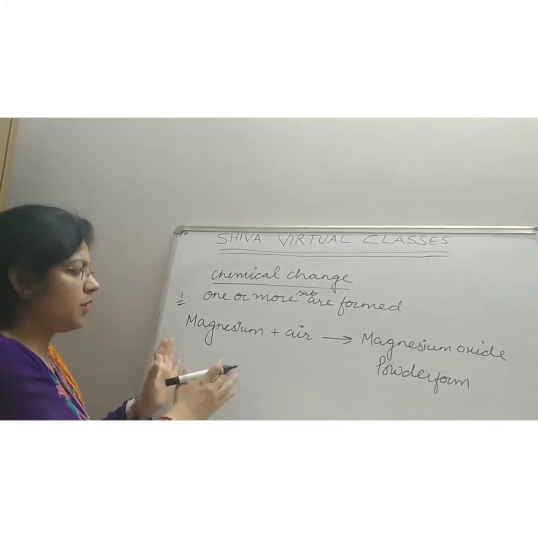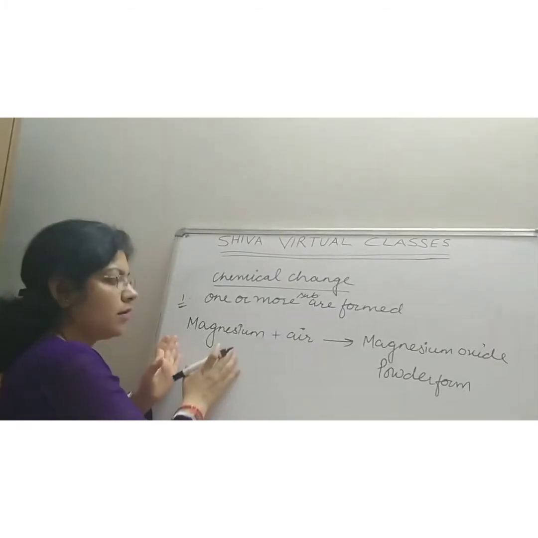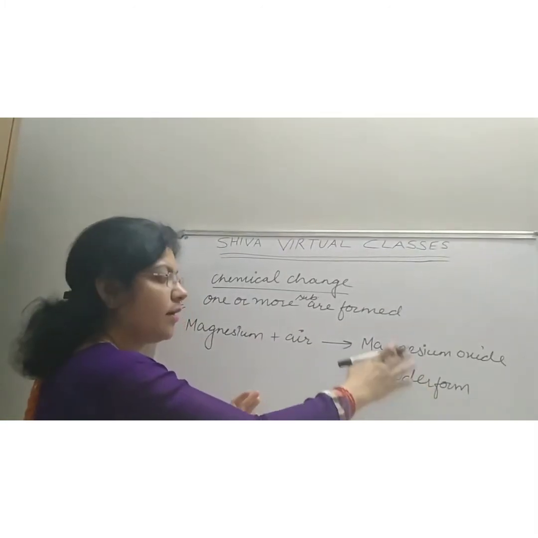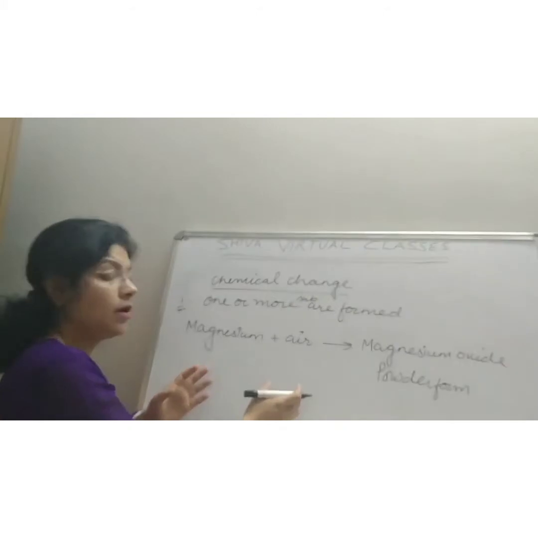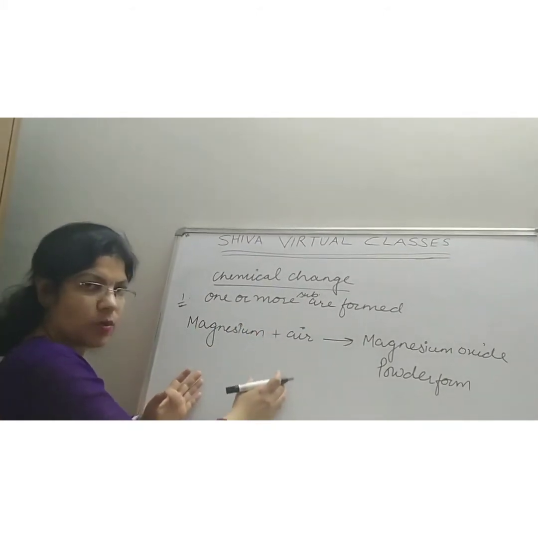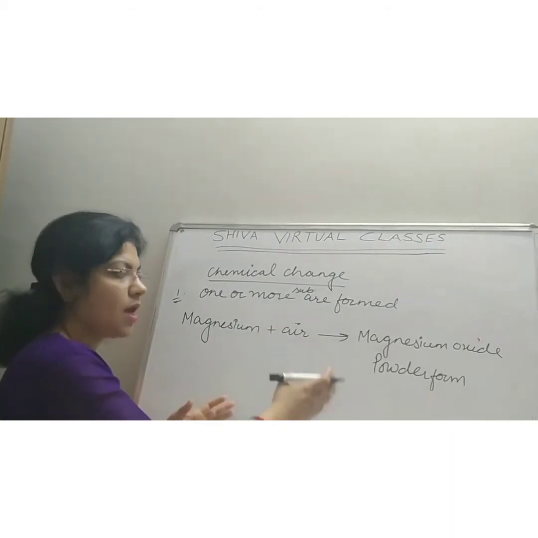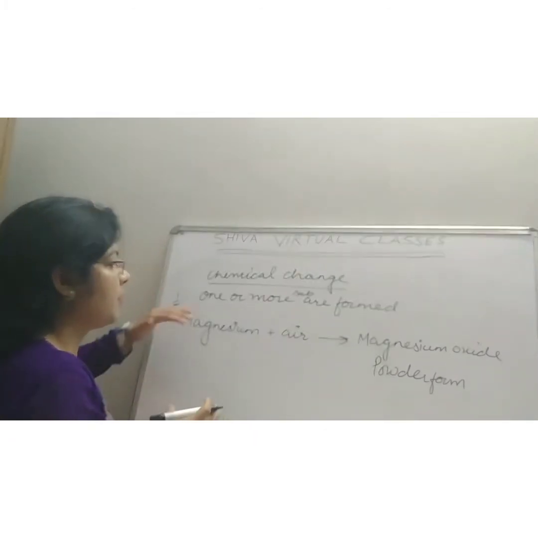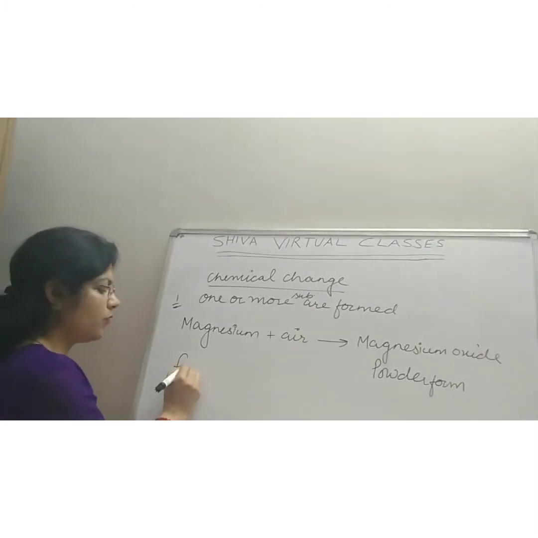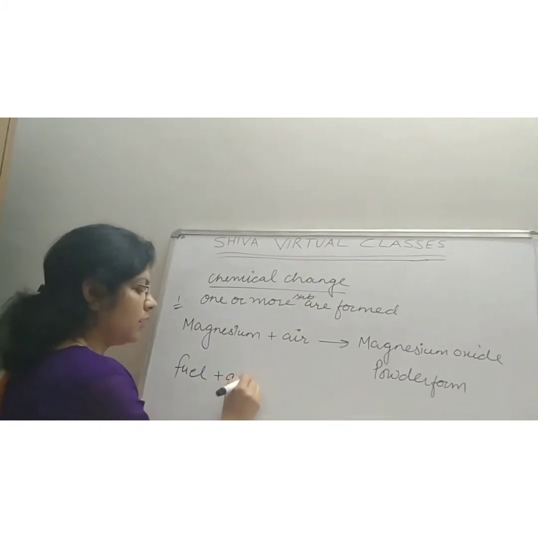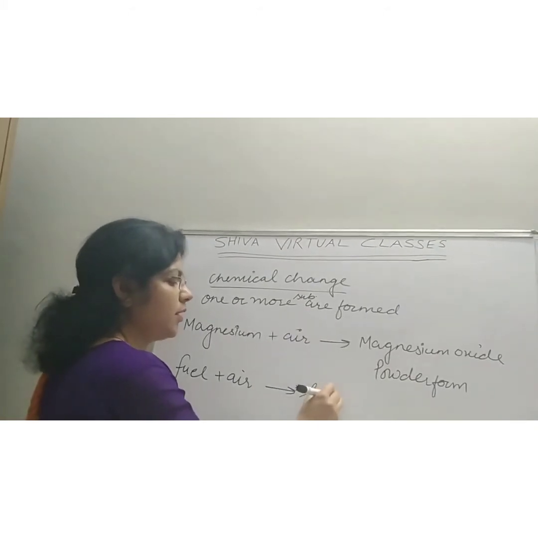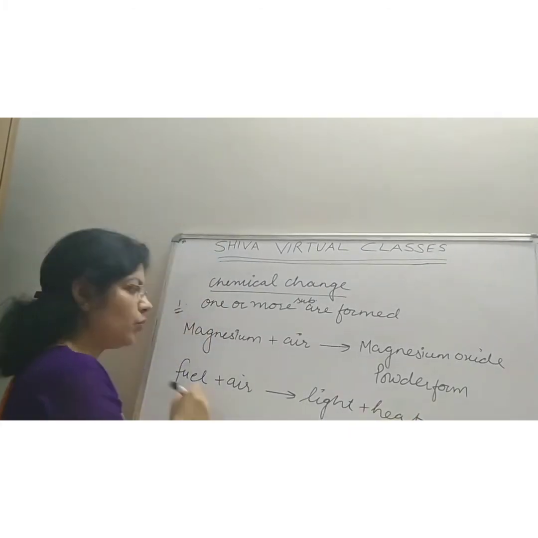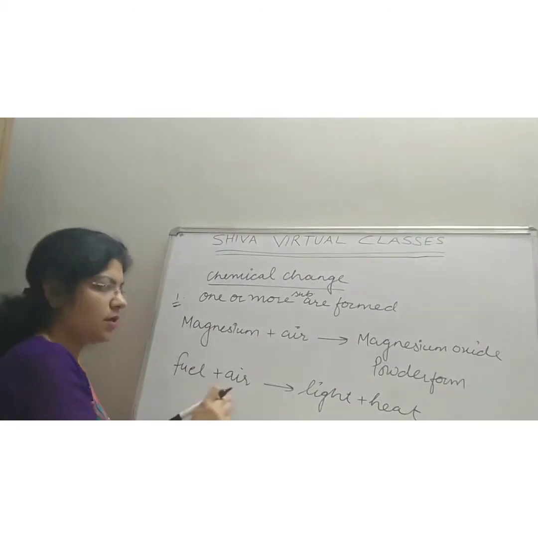As in this chemical change, magnesium and air combine together to form the new substance, that is the magnesium oxide. Its nature is entirely different from that of the magnesium as well as air. All its properties are different from the raw material. This is the chemical change. Similarly, when you burn the fuel in air, the new substance is formed, that is heat and light, which cannot be again changed into the fuel, is known as the chemical change.